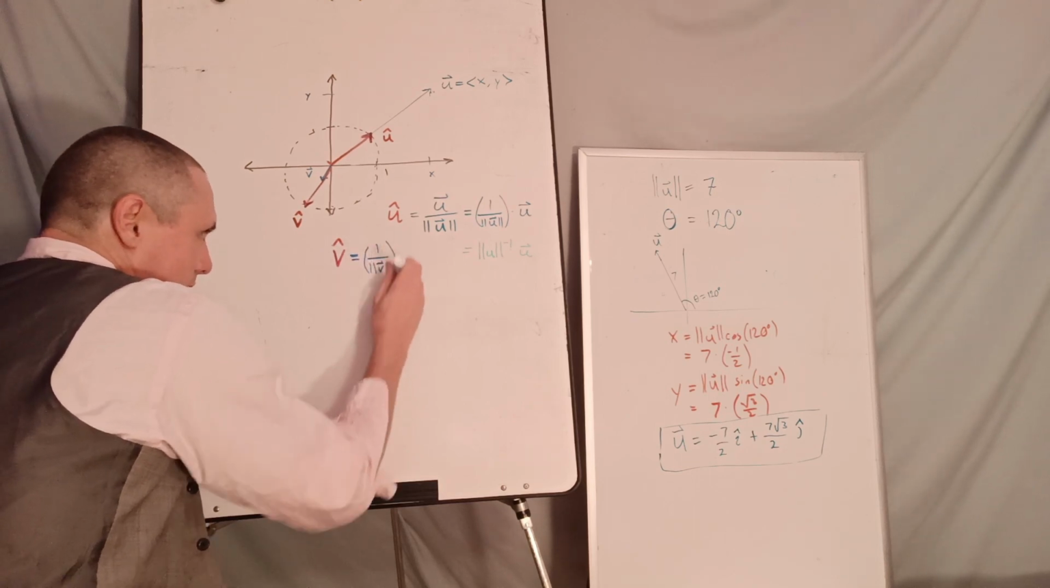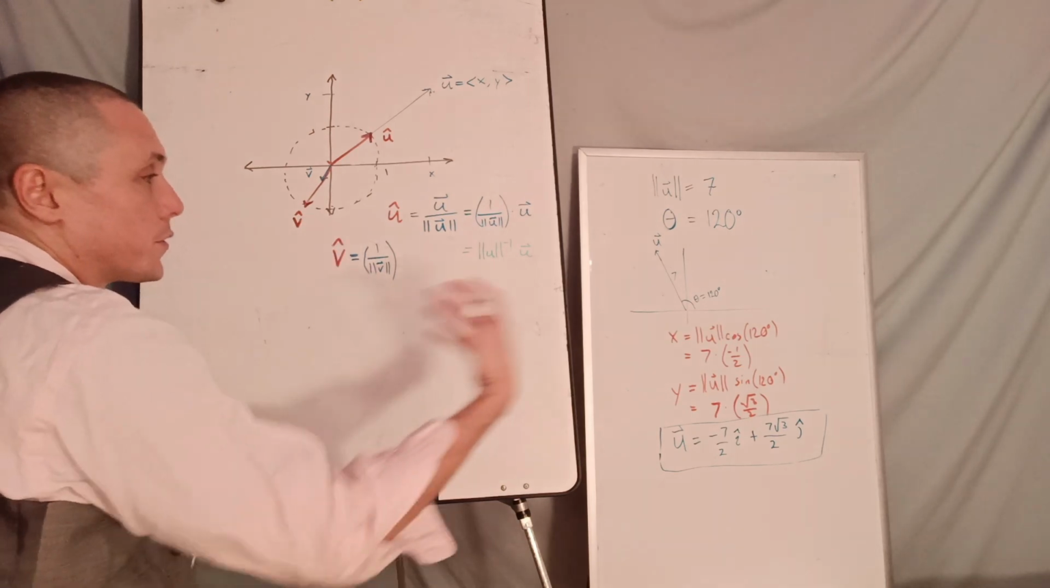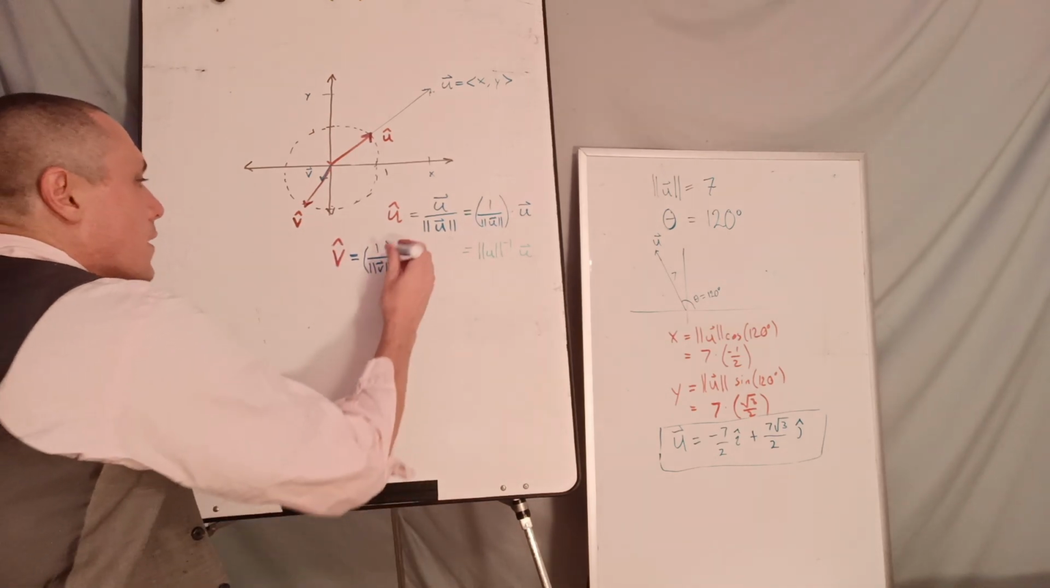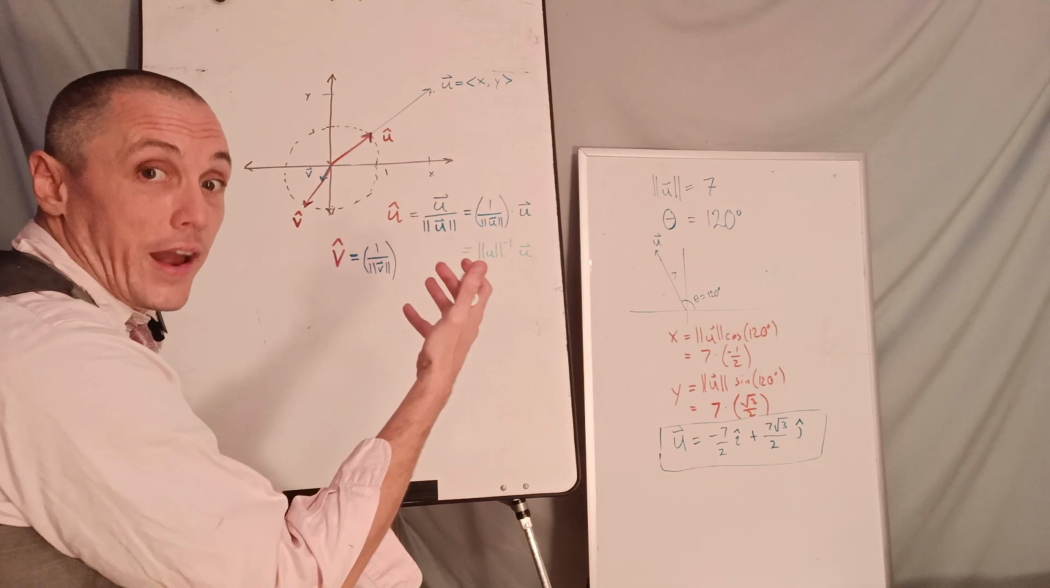And we talked last time about how to take the magnitude. We also saw a little bit of that in the previous slide. It's the Pythagorean theorem.